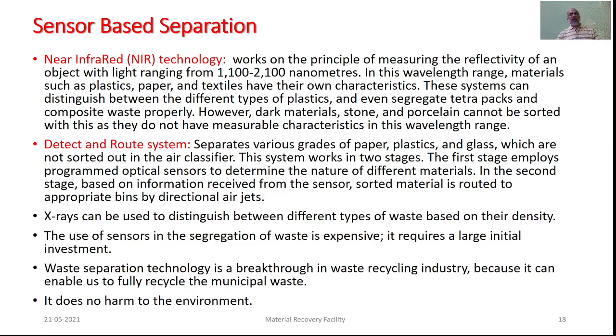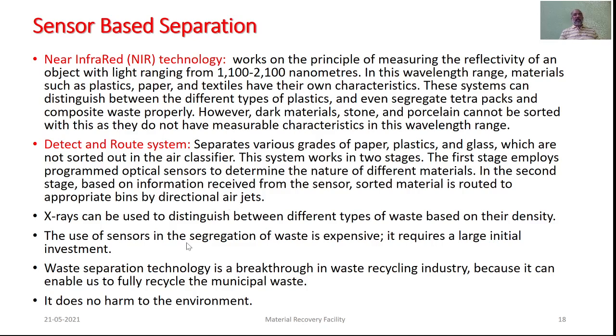One more modern technique is the detect and route system. Very similar to the infrared action, it separates the various grades of paper, plastic, glass which are not sorted out in the earlier process that we discussed, the air classifier. This system works in two stages. The first stage employs a programmed optical sensor to determine the nature of the different materials, and in the second stage, based on the information received from the sensor, the sorted material is routed to the appropriate bin by a directional air jet.